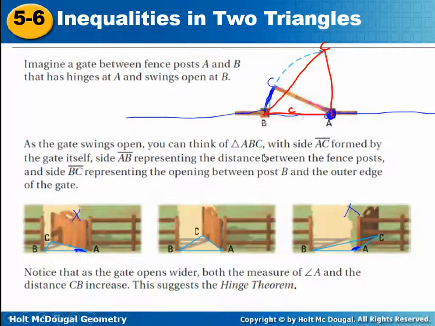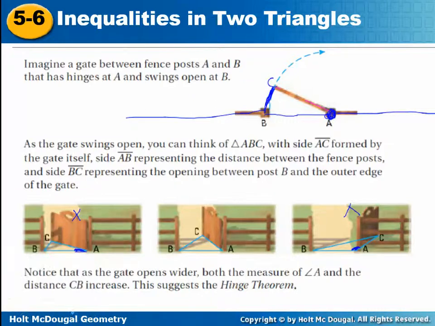All right, so the gate swings open. You can think of triangle ABC with side AC formed by the gate itself, and side AB represents the distance between the fence post, and side BC represents the opening between post B and the outer edge of the gate. So there's two things that don't change, right? It's like side angle side. We can't change the gate. We also can't change the opening between A and B without digging everything up, right? The only thing that's going to be changing is side AC.